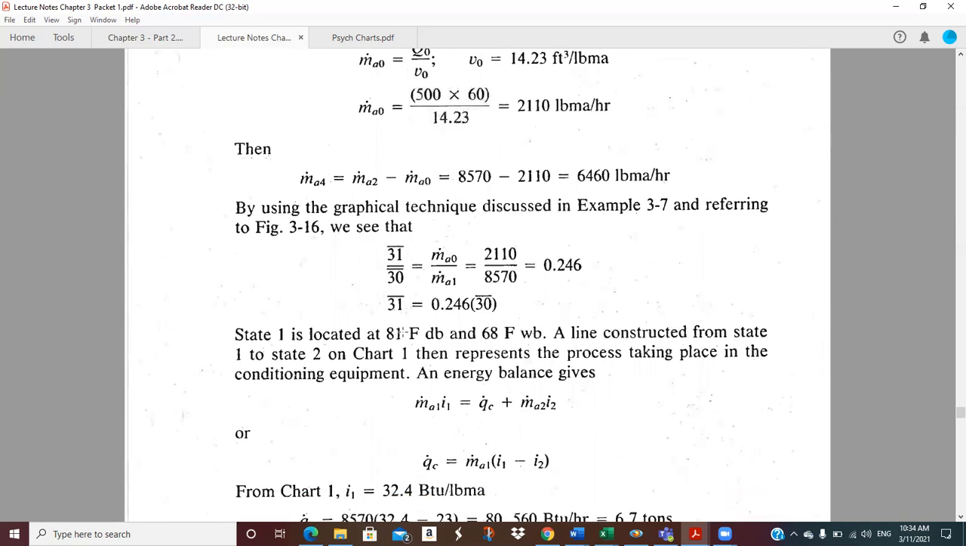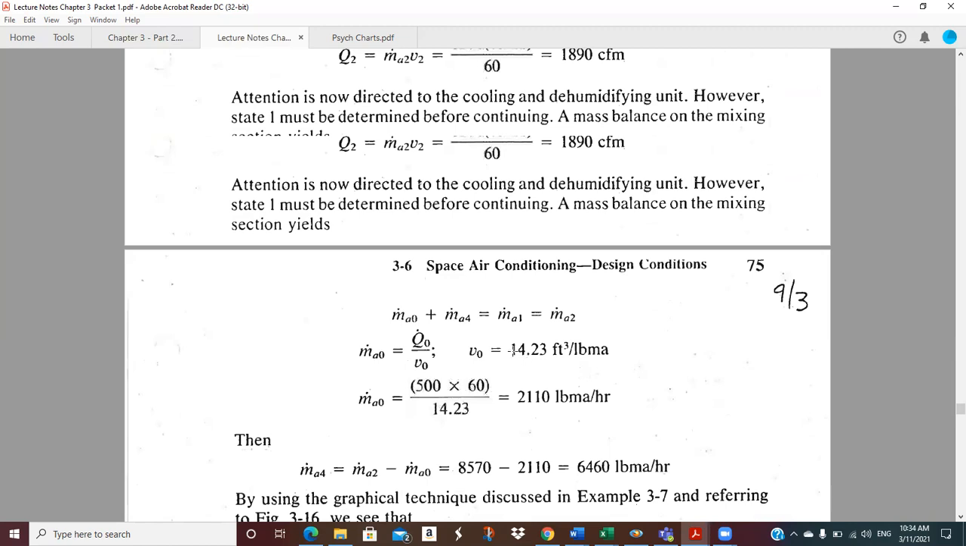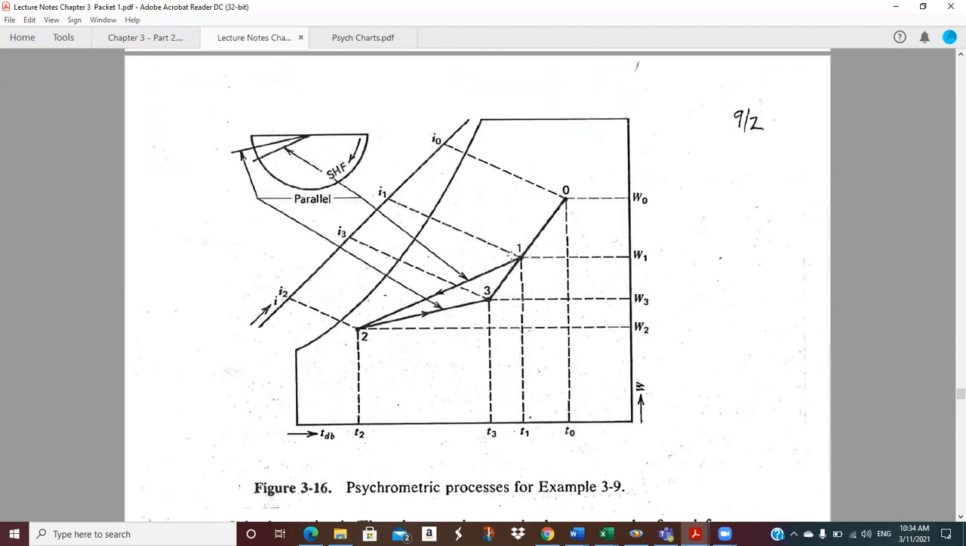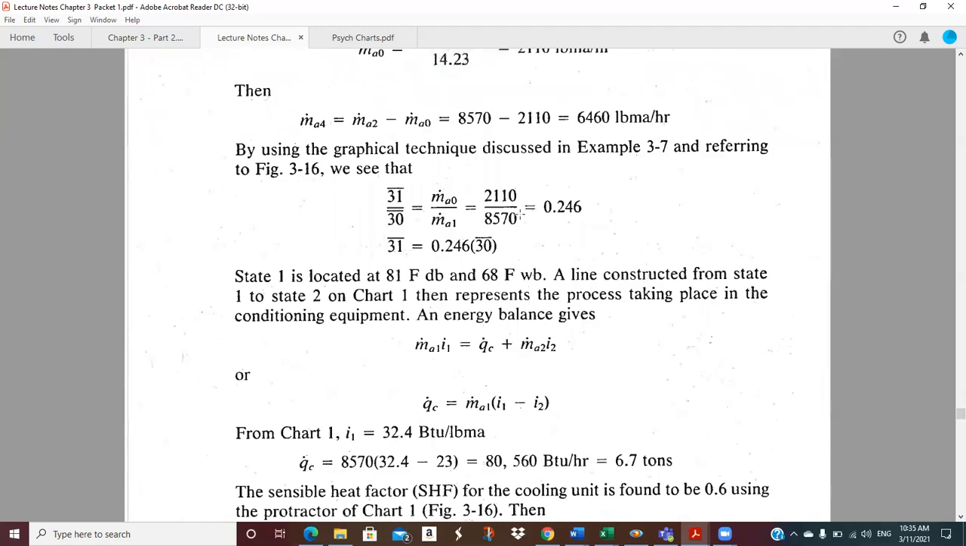Okay, so state 1, he reads off of that point as 81 dry bulb and 68 wet bulb. A line constructed from state 1 to state 2 on the chart then represents the process in the conditioning equipment. So that's the cooling coil. The cooling coil has to take us from 1 to 2. Now notice the cooling coil has more load than just the space, because it has this hot outside air coming in. So the amount of energy the coil has to remove is more than is required to just condition the space, again because of the outside air loading. So our coil load is larger.